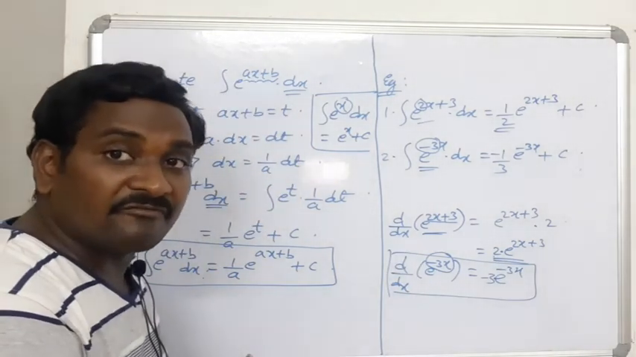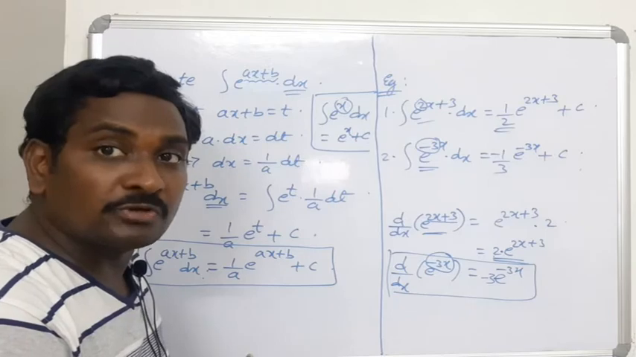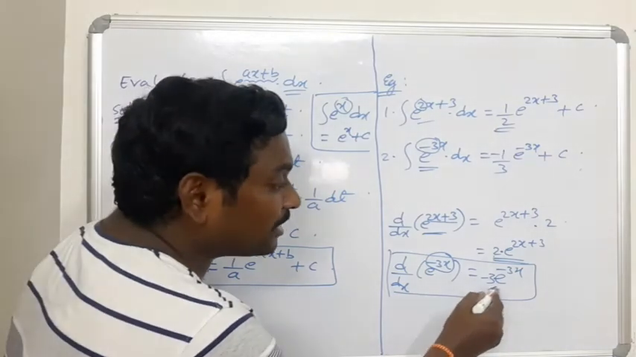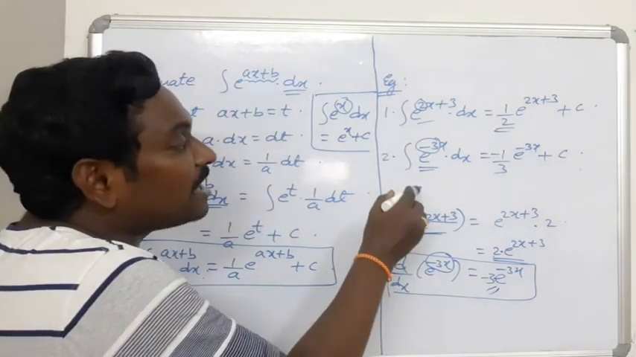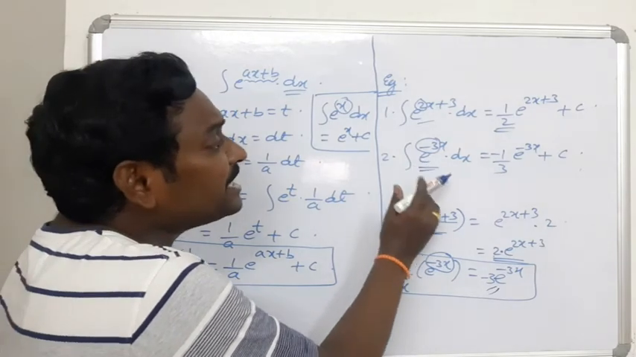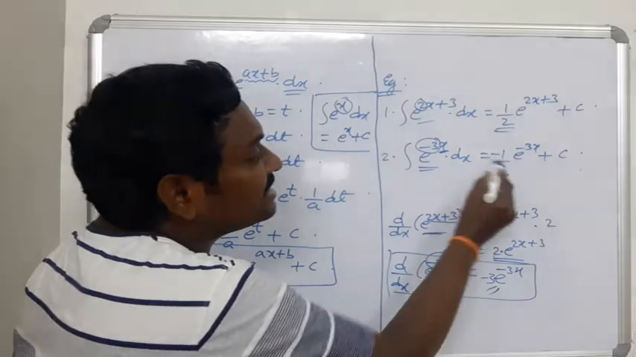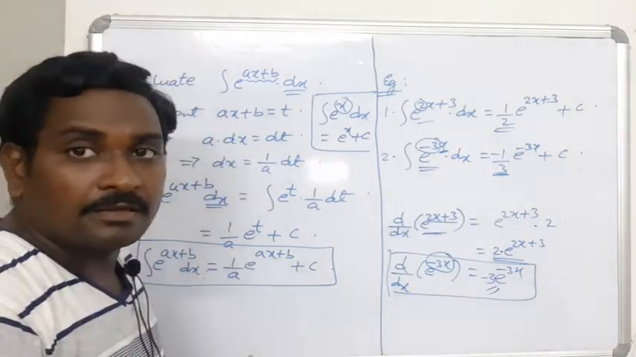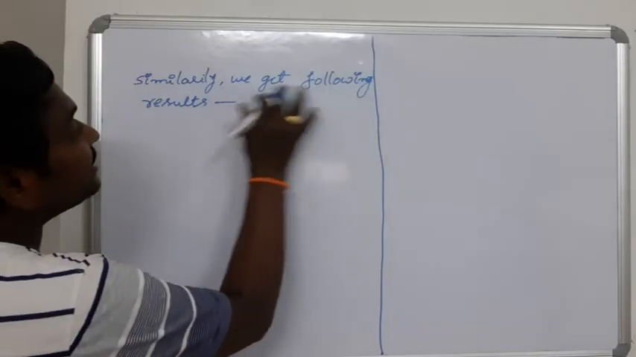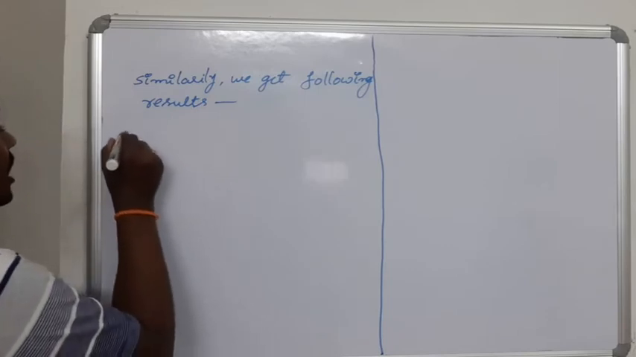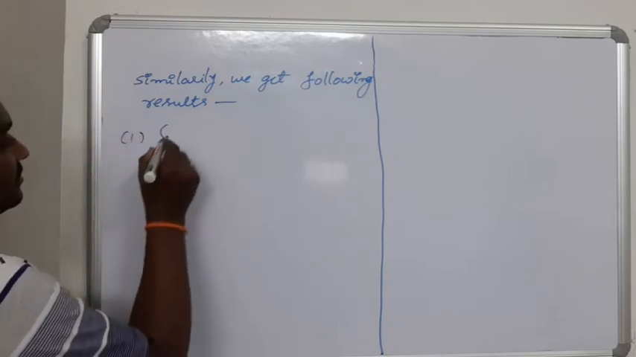In case of differentiation, always you should write the coefficient of x in the product, but in case of integration, always you should write the coefficient of x in the division. That is the logic. Similarly, we get the following results, which are trigonometric terms.